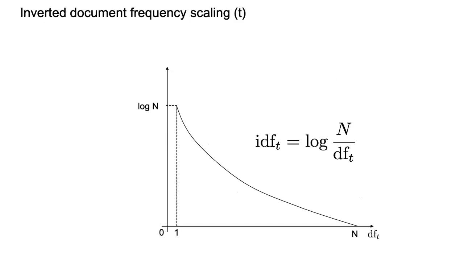Then we have the one that we already covered, the IDF, that is the logarithm of the number of documents divided by the document frequency. So it goes all the way down to 0 if it's in every document, but it starts as log n if it appears only once. Right. 0 cannot be, because if it were 0, we wouldn't even be considering the term. So this is why we don't have 0 here.